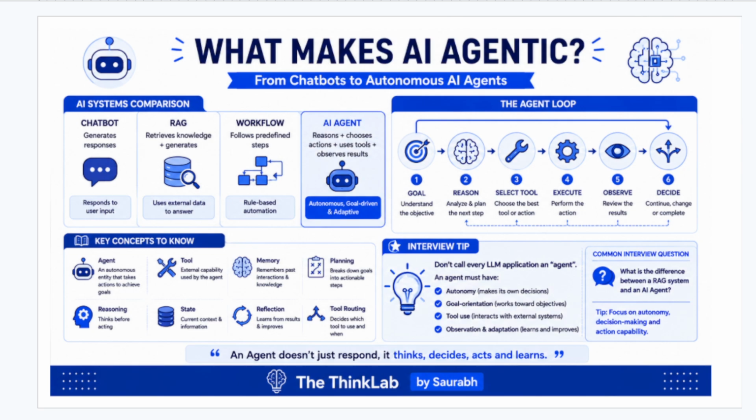The third is the workflow. A workflow follows predefined steps. For example, step 1 retrieve the data, right? Step 2 summarize the data. Step 3 generate the report, and fourth is the AI agent. An AI agent can reason about the task, choose the action or tools, observe the result, and decide what to do next. So if you see the pipeline, a simplified agent looks like this: goal, reason, select the tools, execute, and observe and decide.